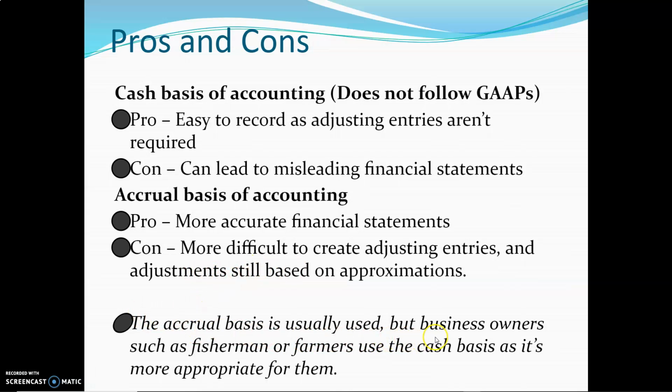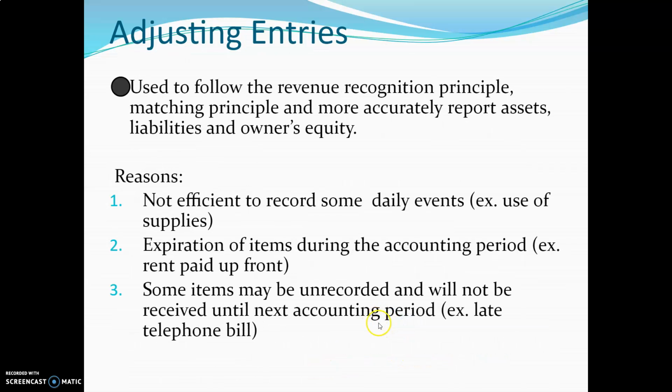Accrual basis is usually used, but business owners such as fishermen or farmers use cash basis as it's more appropriate for them. So it's used in different industries too. So adjusting entries are used to follow the revenue recognition principle, the matching principle, and more accurately report assets, liabilities, and owner's equity. The reason? It's not efficient to record some daily events, for example, the use of supplies. It would be silly to put all your time and effort into putting an entry in each day just to show that you used 1 pencil and 5 erasers.